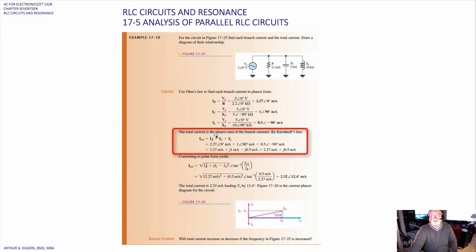So the total current is the phasor sum of the branch currents. In this case, we just use Kirchhoff's law. So we're pulling all of the relationships out of our bag of tricks. 2.27, 1, and 1/2 for each of the currents gives us 2.27 milliamps. J, when we do our conversion here, J 1 milliamp minus J 1/2 milliamp gives us 2.27 milliamps plus J 1/2 milliamp. Again, we have to maintain our phasor form here and our vector sum in rectangular format.